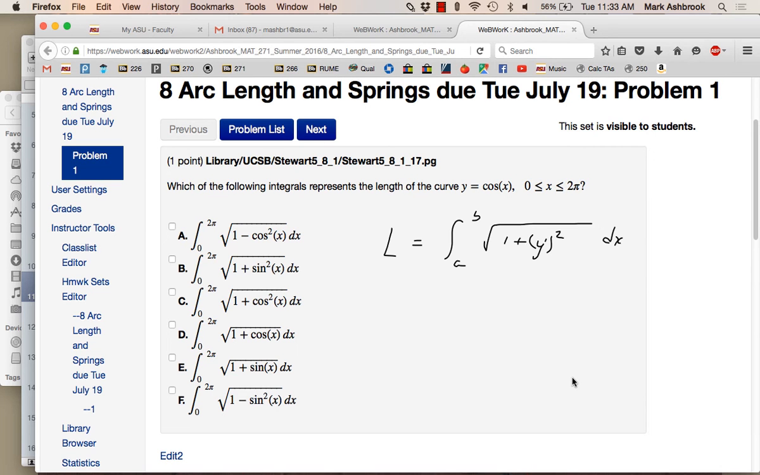Okay, so 0 to 2 pi goes without saying. All the choices are that. So all we need here is what is y prime squared? What is y prime? Negative sine x.